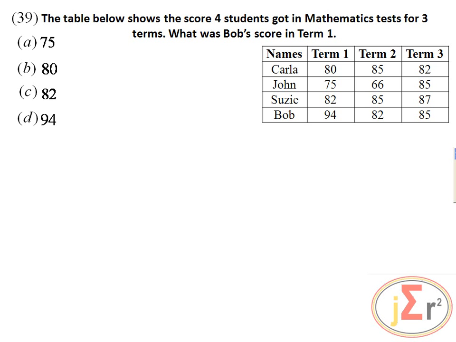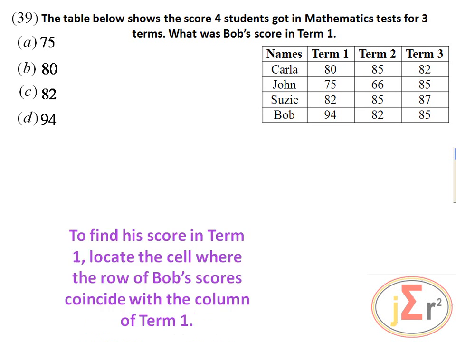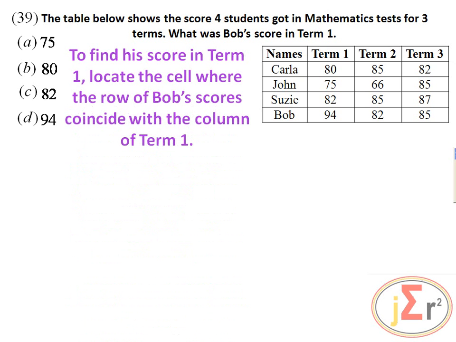How could we tell from the table that it is 94? Maybe it is obvious to some students, but we will take a look at how we can make sure to identify it. To find his score in term 1, locate the cell where the row of Bob's scores coincides with the column of term 1. So we are taking a look at Bob's score in term 1. We need to take a look where the cell of Bob's row coincides with the cells of term 1.